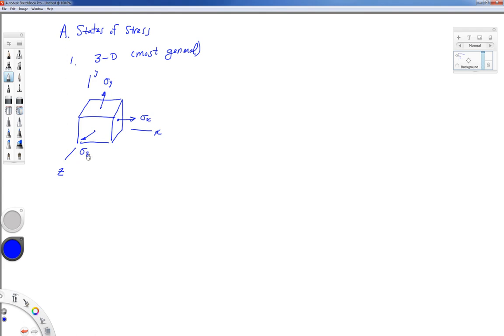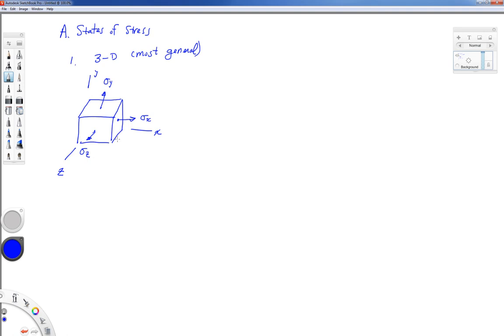That arrow looks a little funny there. Let me see if I can get that looking a little nicer. Maybe pointing off in that direction. So those are the three normal stresses. It's pretty easy to pick out the normal stresses. They point in the direction of the coordinate axis.